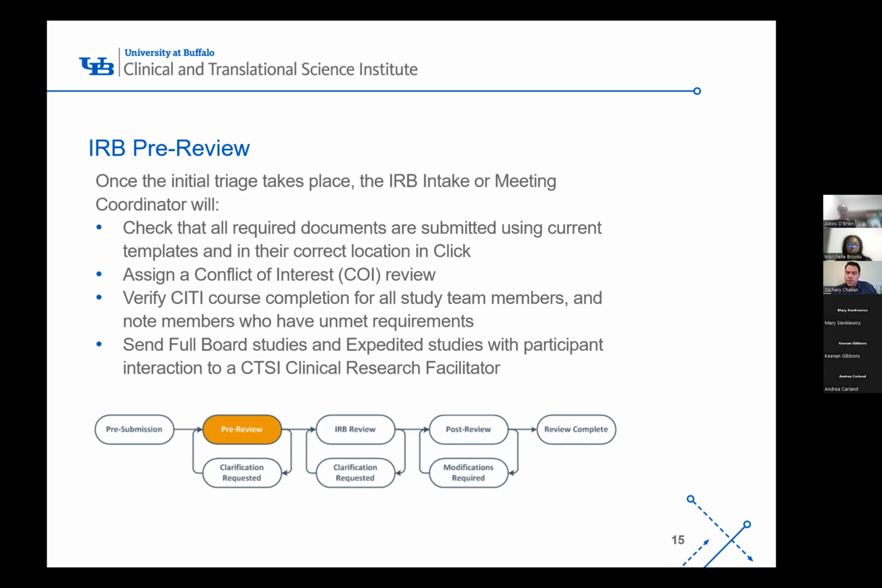We call them Smart Forms, each page of the Click submission as you go through the process, such as the basic information page, the study team members page, and a drugs and devices page, and so on and so forth.